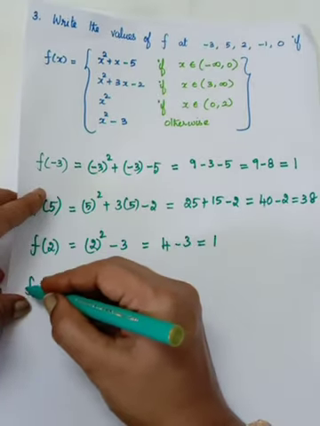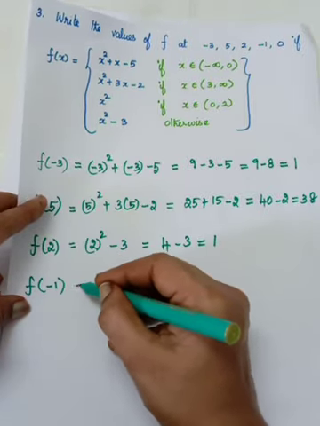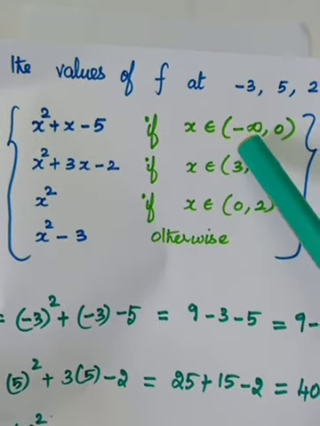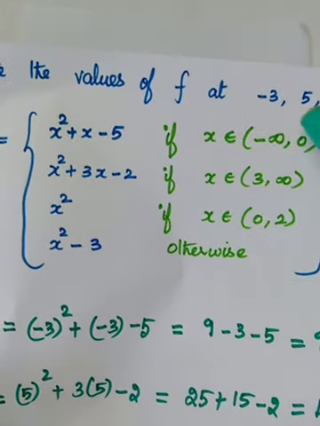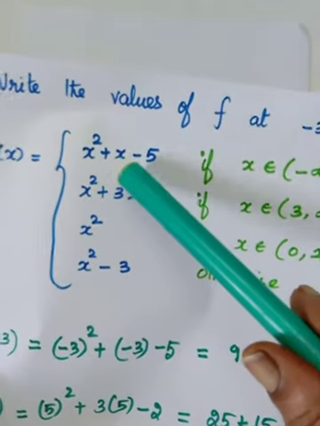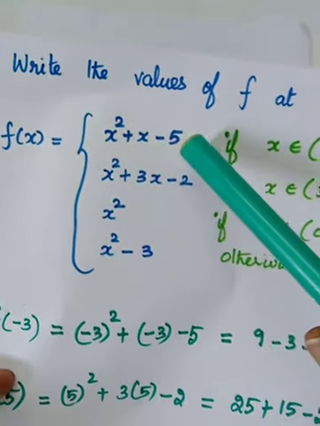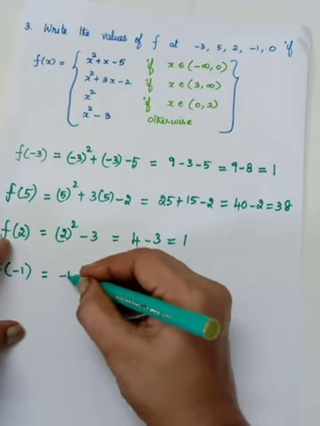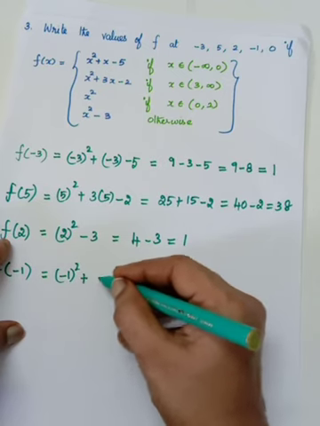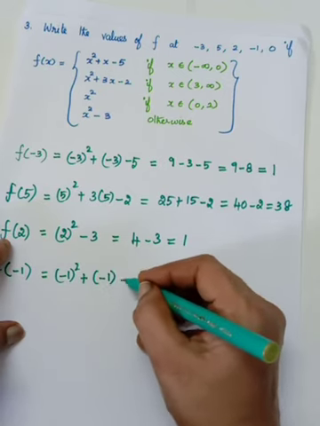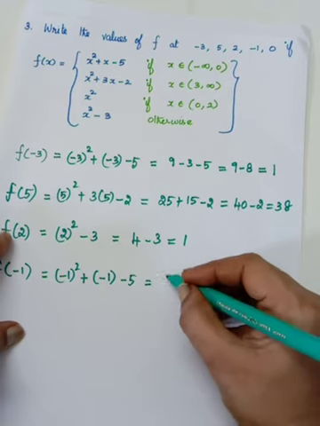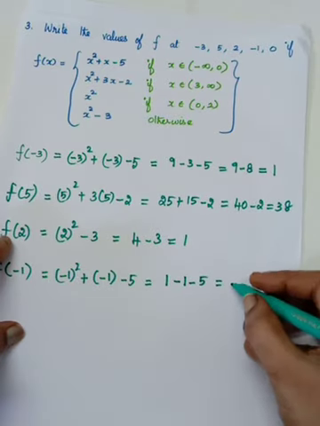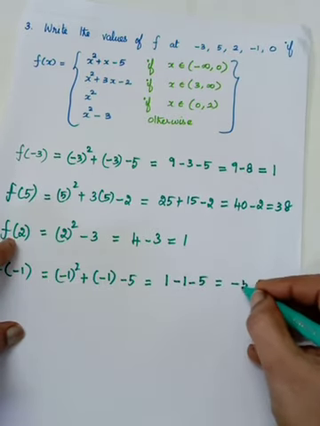Next we have to find f of minus 1. So minus 1 is a negative value. So where will it be? It will be in the first interval, minus infinity to 0. So minus 1 will be in this interval. So for that your f of x is x squared plus x minus 5. So in the place of x you have to substitute minus 1. So it is minus 1 the whole squared plus minus 1 minus 5. What is minus 1 the whole squared? It is 1, minus 1, minus 5. So 1 minus 1 is 0. So the value is minus 5.